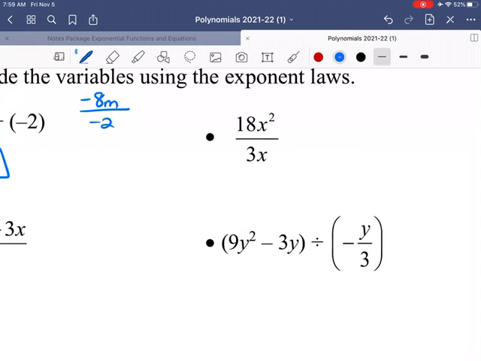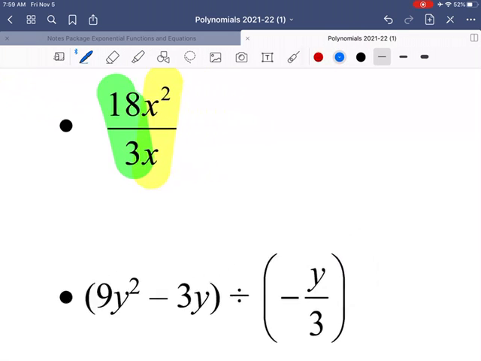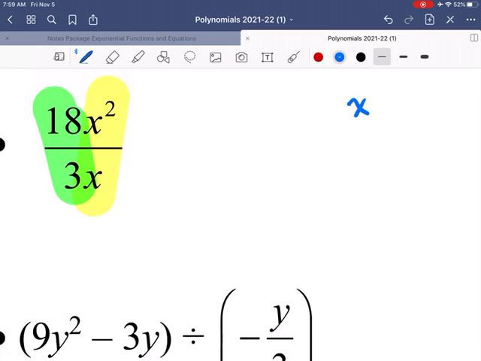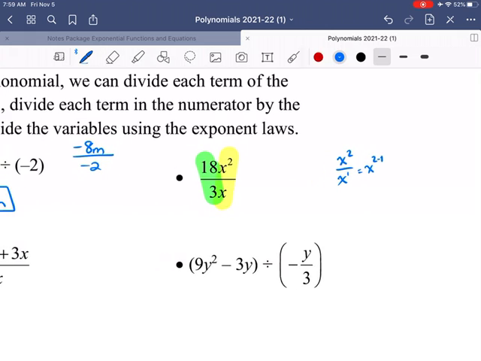The last one here, you can simplify the 18 and the 3, and you can simplify the x squared and the x. Now the quotient rule says that if you have a power over a power, you're going to subtract exponents. Okay? So 18 divided by 3 gives us 6, and x squared divided by x leaves us with just x.